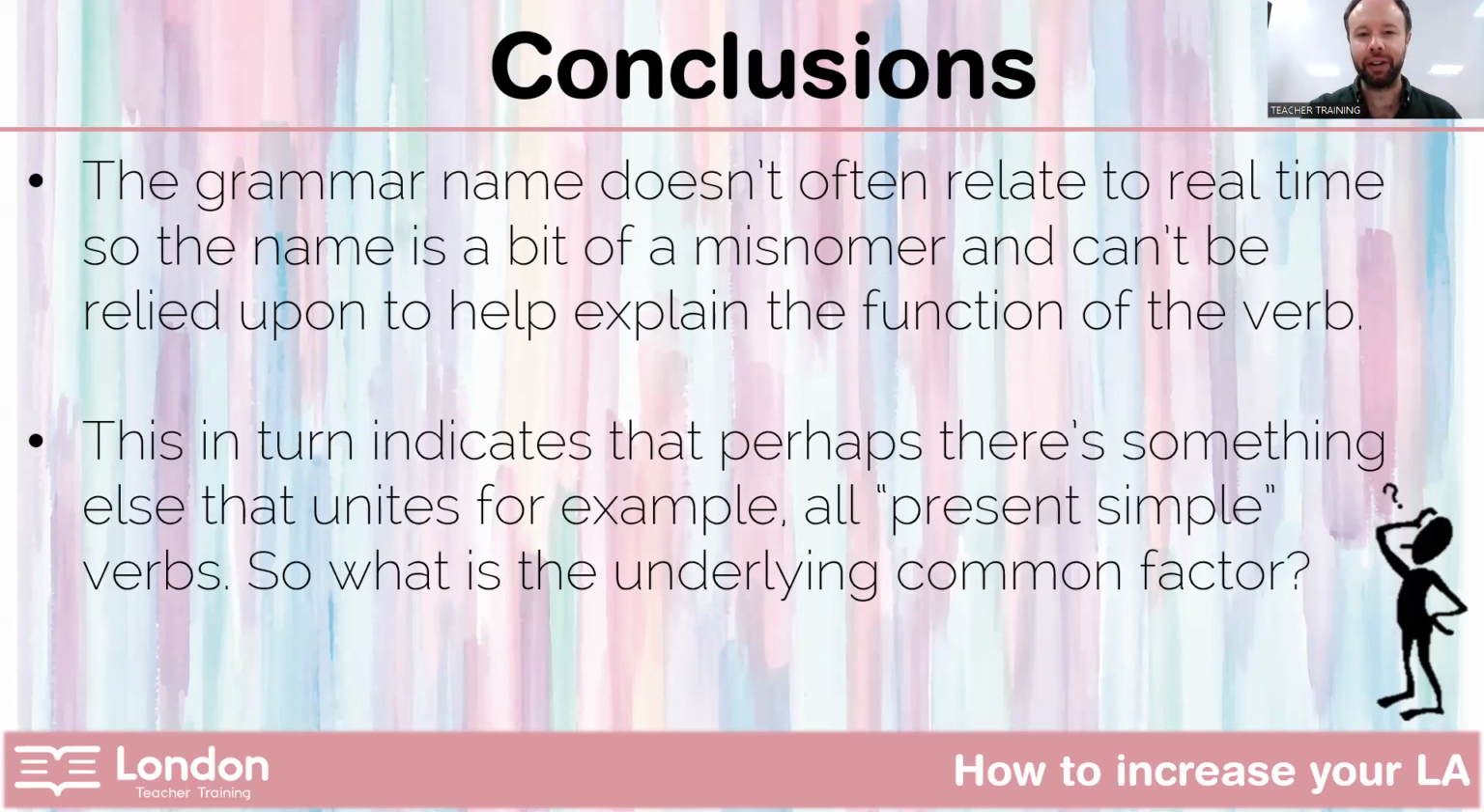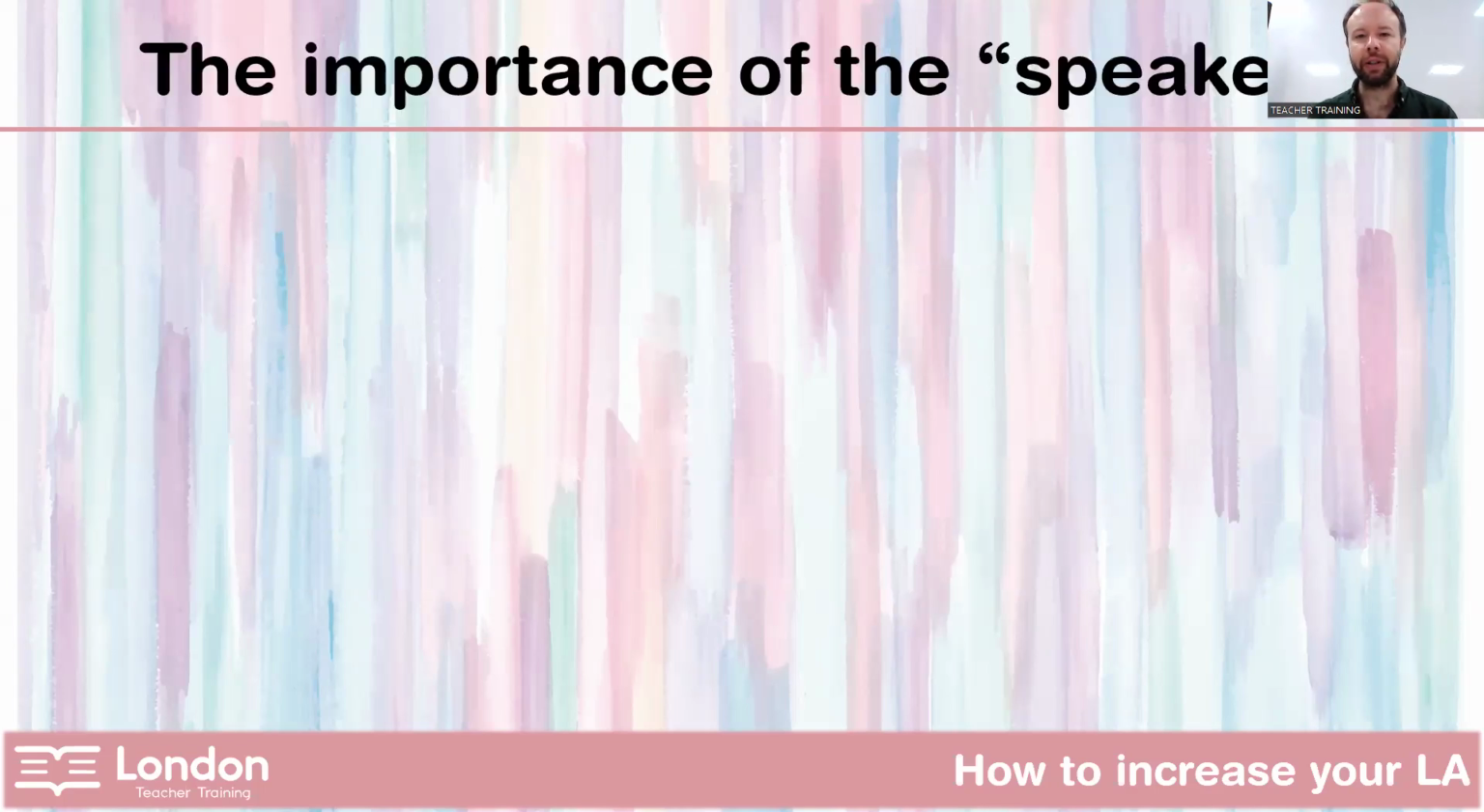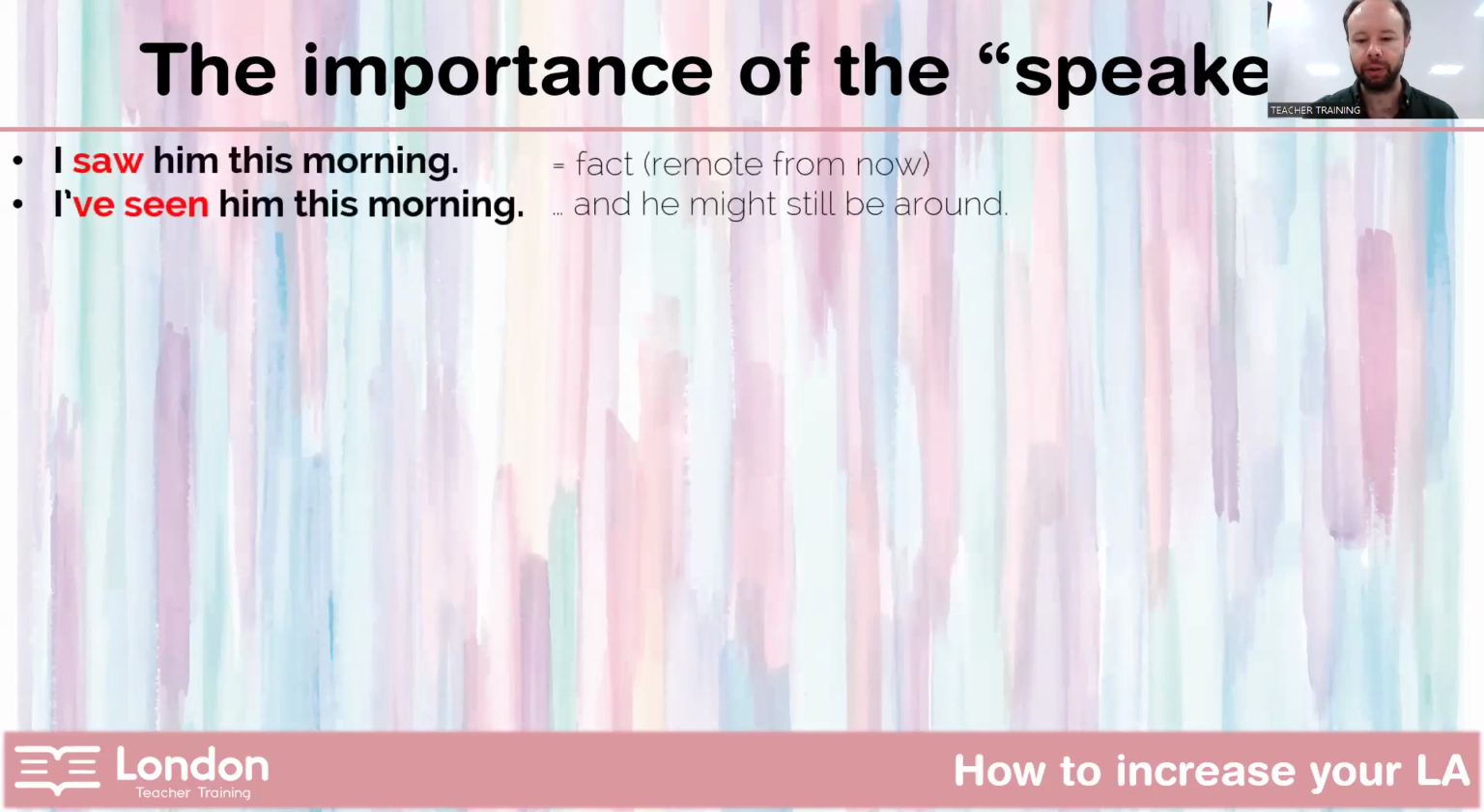All right, so moving on, that was one thing we looked at, sort of the uses of these verbs and the names and the underlying concept of the verb. But we also had a brief look at the importance of the speaker, the one making an utterance. And so here are some sentences. I saw him this morning. I've seen him this morning.